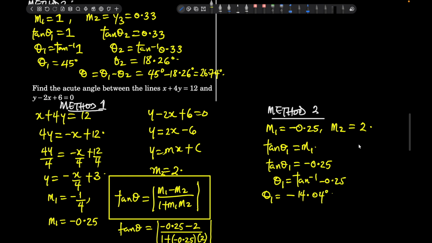Let's keep that one. For this one, we do the same thing. Tan theta 2 is equal to M2. But M2 we have is 2. Okay, so you have theta is equal to arctan 2. Let me do arctan 2 on my calculator.